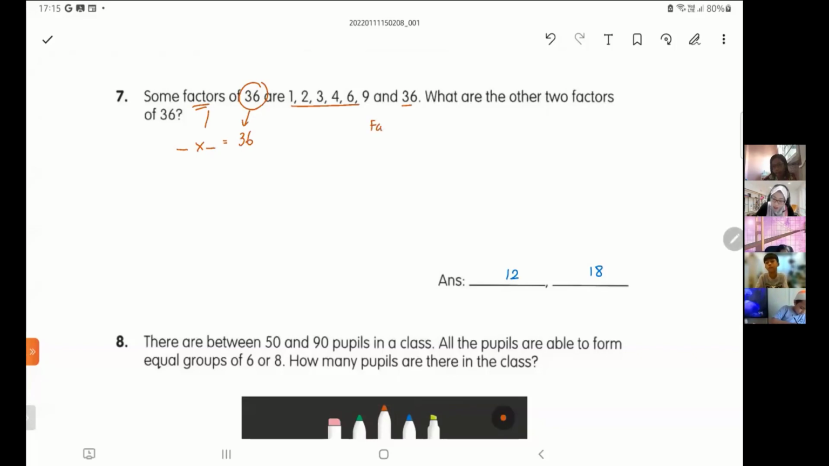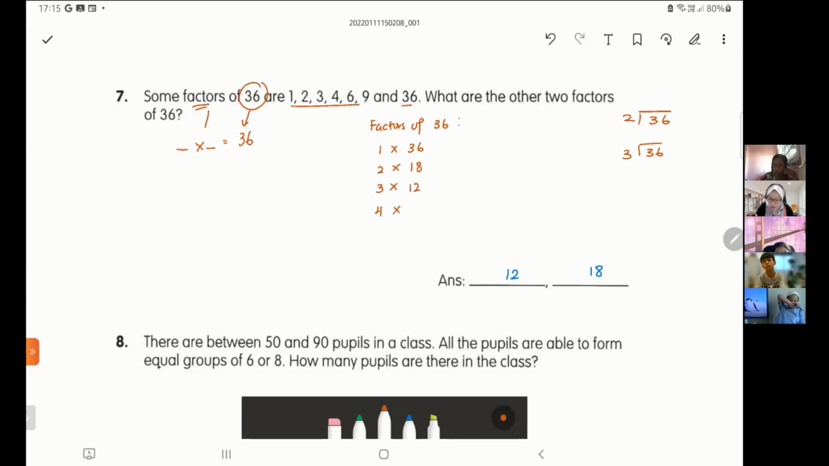So factors of 36 will be 1 times 36. 2 times, okay, if you do not know what 2 times what give you 36, then you do this one. 36 divided by 2, like that. When you divide, you're going to get 18. Okay, then 3 times, if you do not know also, you take 36, you divide by 3. You're going to get 12.